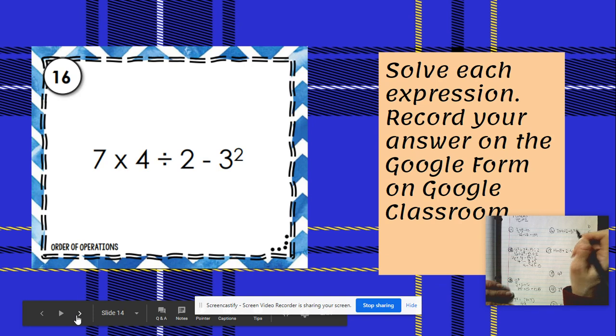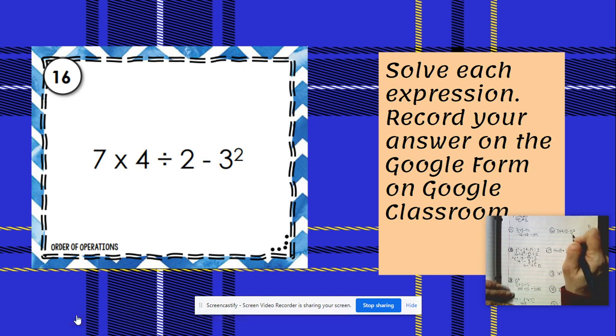So exponents come first. So 3 squared is 3 times 3, which is 9. And then we continue to write the rest of the problem. Now we've got multiplication and division and subtraction. Multiplication, division, left to right. So we start left. 7 times 4 is 28, divided by 2, minus 9. We have 28 divided by 2, which is 14, minus 9, which equals 5.